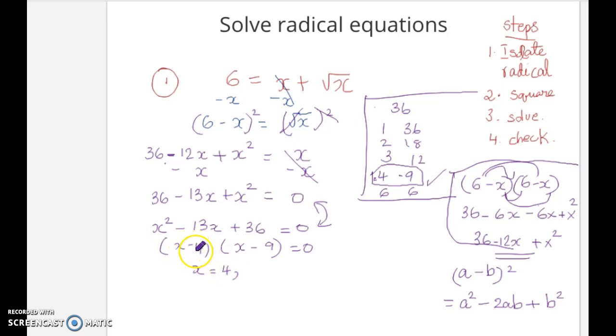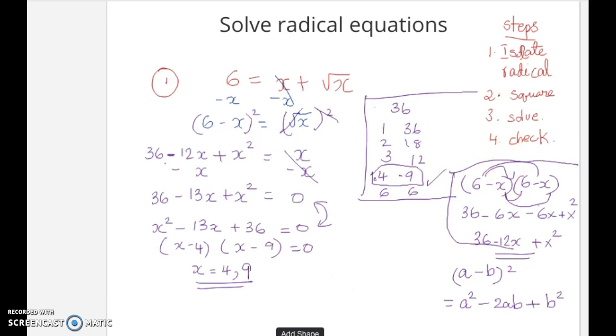-4 is a factor, that means +4 is a solution. That's what I meant to say. And -9 is a factor, means +9 is a solution. So these are the two supposedly the solutions of this equation. Now we have to absolutely go back and check step number 4. We have to check before we can decide if they are actual solutions or not.